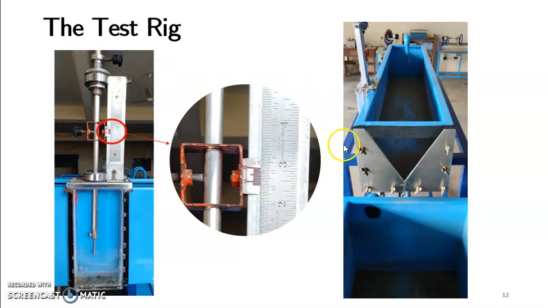Now this is the view where we can see the V notch clearly. In our current experiment, we are using a 60-degree V notch. Also, we can clearly view the collecting tank.